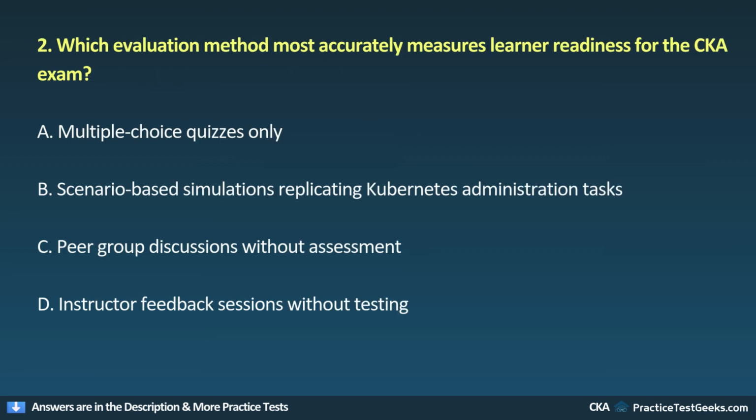2. Which evaluation method most accurately measures learner readiness for the CKA exam? A. Multiple choice quizzes only. B. Scenario-based simulations replicating Kubernetes administration tasks. C. Peer group discussions without assessment. D. Instructor feedback sessions without testing.